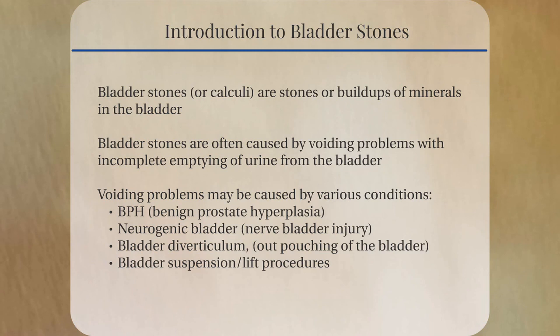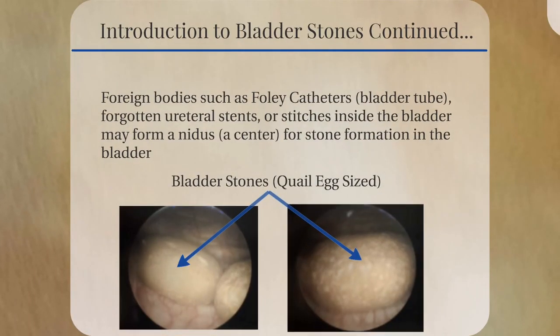Voiding problems may be caused by conditions such as enlarged prostate, or BPH, benign prostate hyperplasia, neurogenic bladder, bladder problems caused by nerve injury, or bladder diverticulum, outpouching of the bladder, and bladder suspension or lift procedures. Foreign bodies, such as Foley catheters or bladder tubes, forgotten urethral stents or stitches inside the bladder, may form a nidus, a center for stone formation inside the bladder. In developing countries, bladder stones in children may be caused by malnutrition.